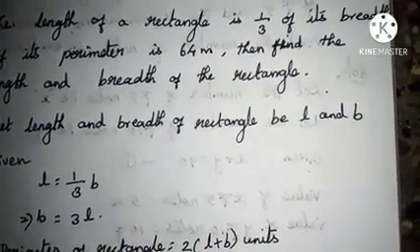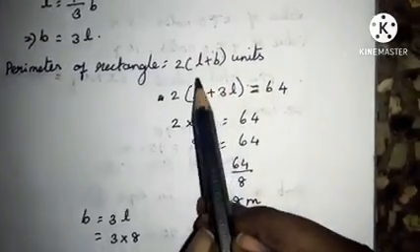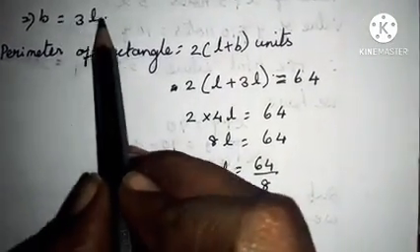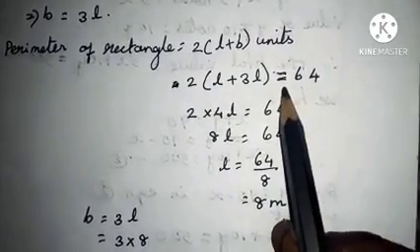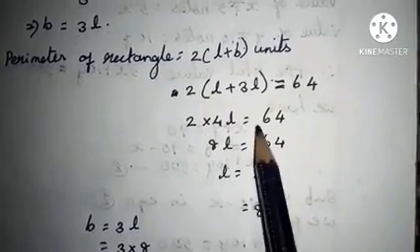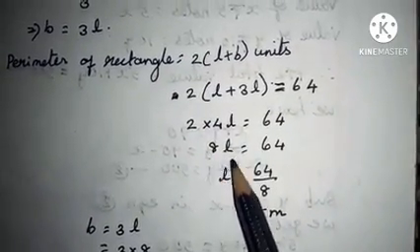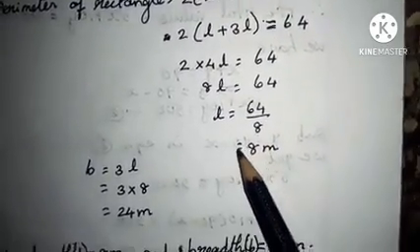Here, perimeter of the rectangle is equal to 2 into (L plus B) units. Instead of B, we are going to substitute 3L. We get 2 into (L plus 3L) is equal to 64, as given in the question. That is 2 into 4L is equal to 64. We get 8L equal to 64. From this, L is equal to 64 by 8, which is equal to 8 meter.